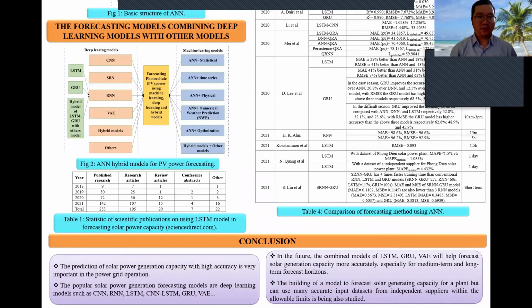In conclusion, the prediction of solar power generation capacity with high accuracy is very important in power grid operation. The popular solar power generation forecasting models are deep learning models such as CNN, ANN, LSTM, CNN and LSTM, ZRU, VAE, etc. In the future, the combined models of LSTM, ZRU, and VAE will forecast solar generation capacity more accurately, especially for medium-term and long-term forecasting horizons. Building a model to forecast solar generating capacity for a plant that can use many accurate input data sets from independent supply within the allowable limit is also being studied.